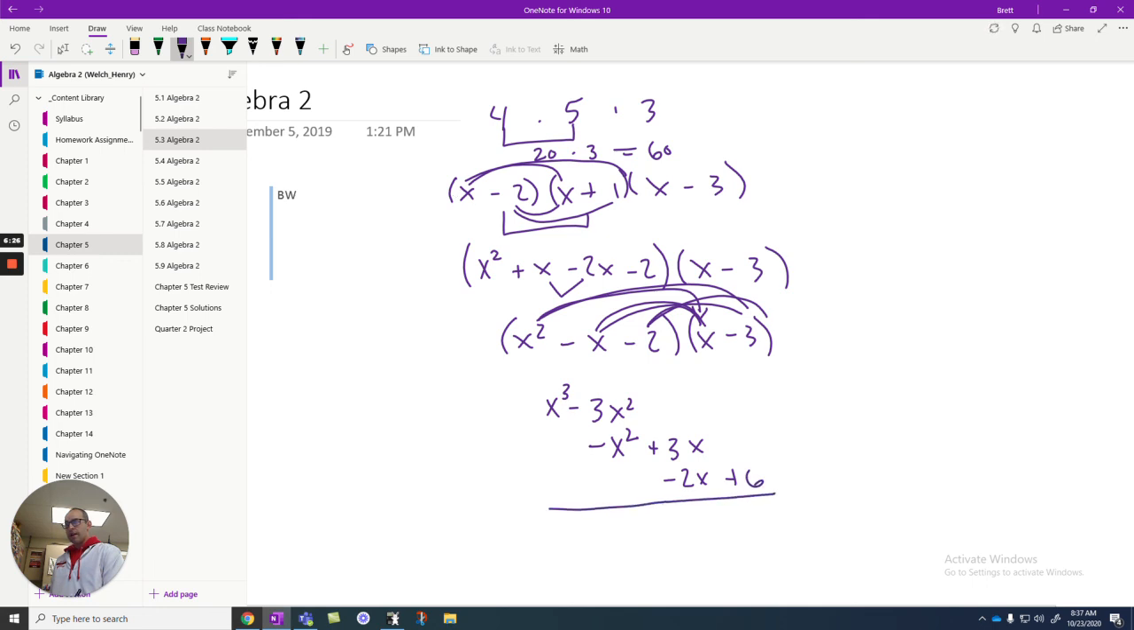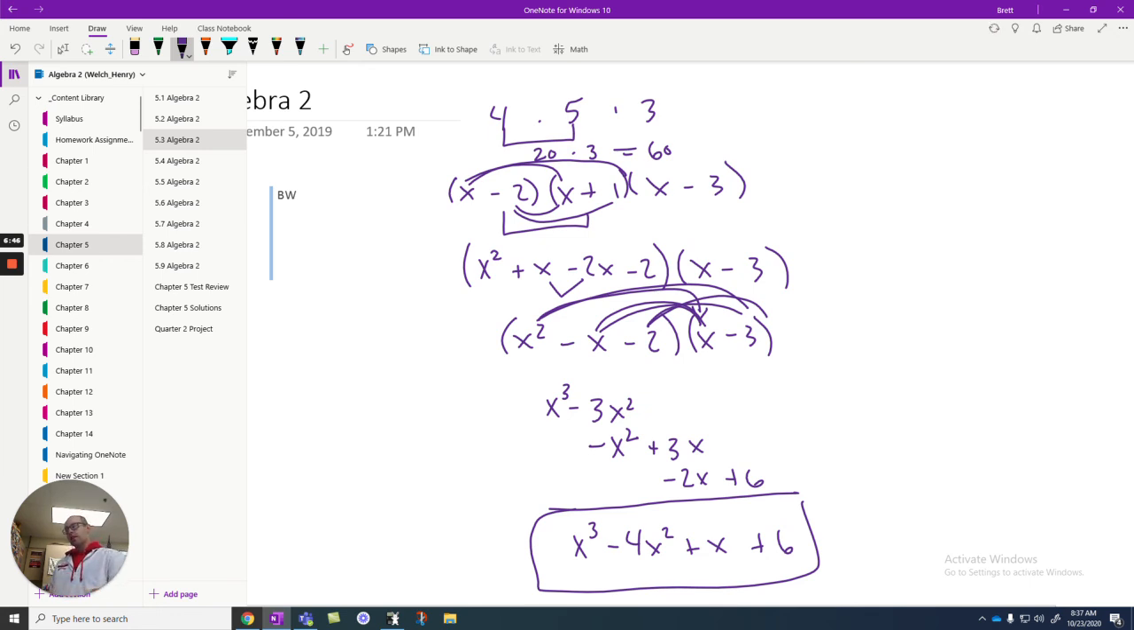The nice thing about it is that I can just add straight down, which from elementary school you kind of learned that process of just adding straight down. A negative 3 and a negative 1 is negative 4x squared. 3x minus 2x is positive x. And of course we have plus 6. And there's my answer. And that's what you're going to be working on today.